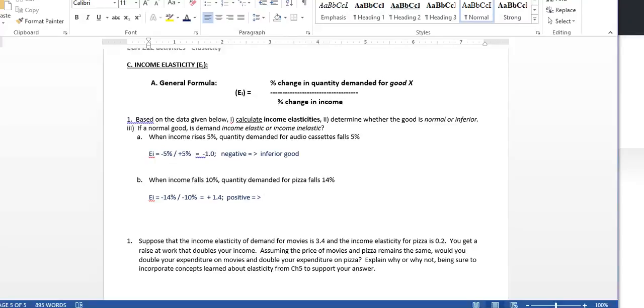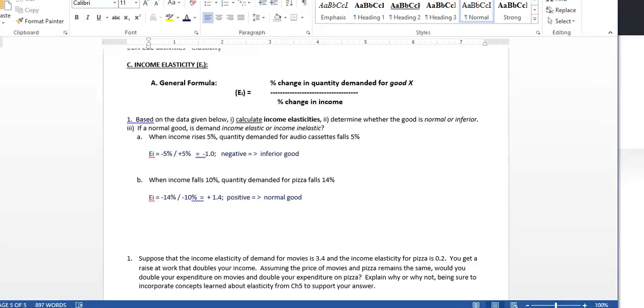So what does that mean? A positive income elasticity means this is a normal good. Remember, normal good means, from chapter 4, when our income falls, we buy less, and when our income rises, we buy more. By definition, that's a normal good. Income and the amount we buy move in the same direction. Positive relationship. So when we get a positive answer, that means this is a normal good.